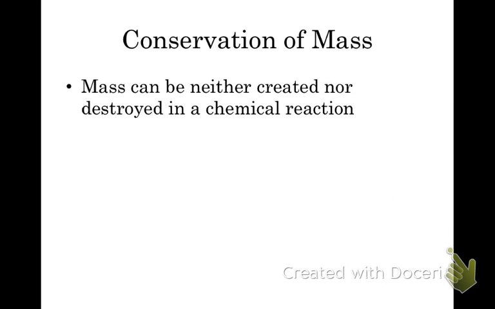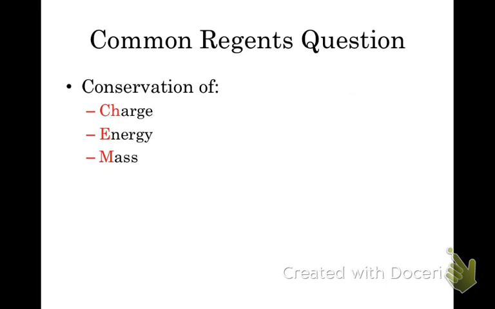So the conservation of mass is that mass can neither be created nor destroyed in a chemical reaction. We've seen this statement before. You've probably heard this statement before. But when we do this in an equation, we show that the mass of the reactants is equal to the mass of the products.